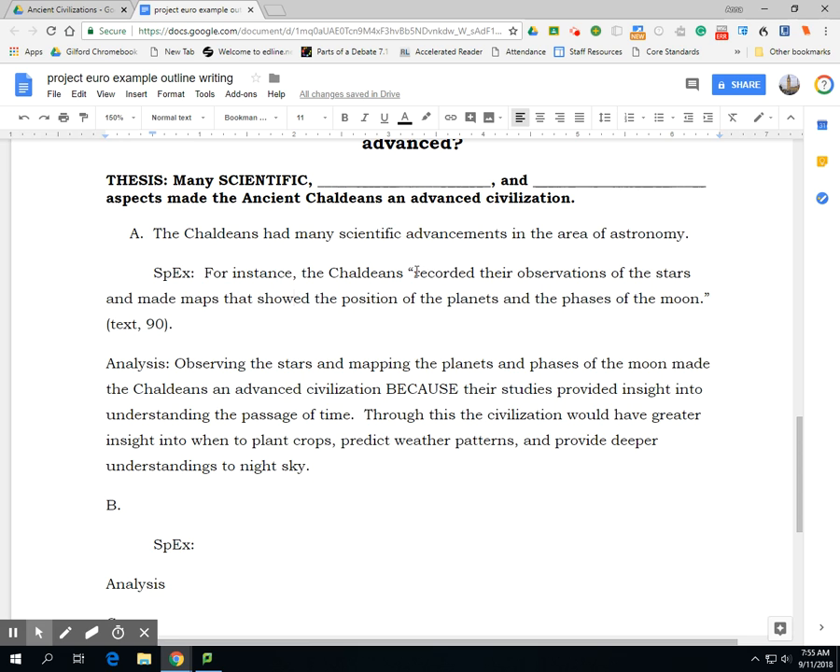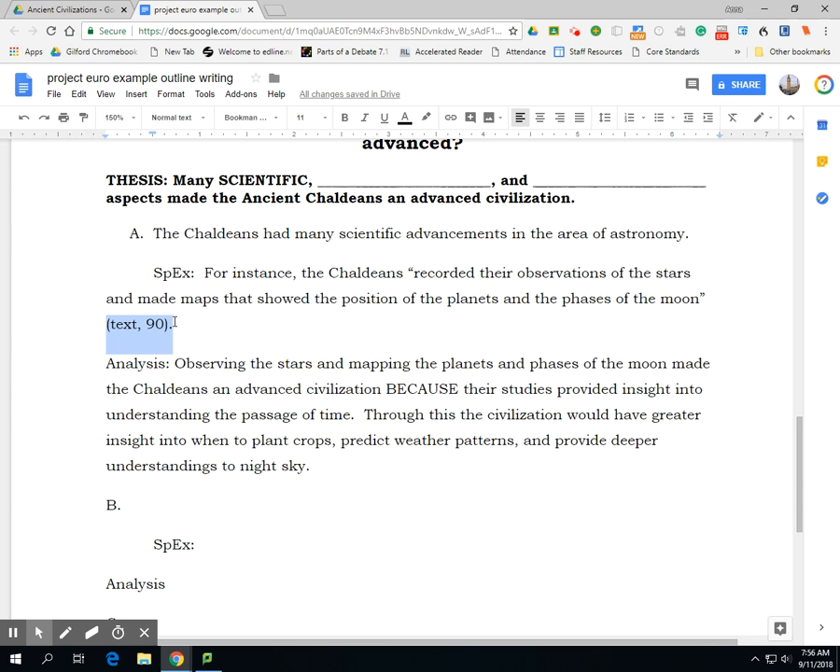You're also going to notice that I took a direct quote from the book, which I expect you to do as well. So if your notes are shorthanded, please go back to the book to get the direct quote. You should have the page numbers as your citation. You'll also notice that I have embedded the quote. I said, for instance, the Chaldeans, and then I embed the quote from the textbook. Now, you should not have punctuation at the end of the sentence. You actually will put your citation, which is text and the page number and a punctuation.